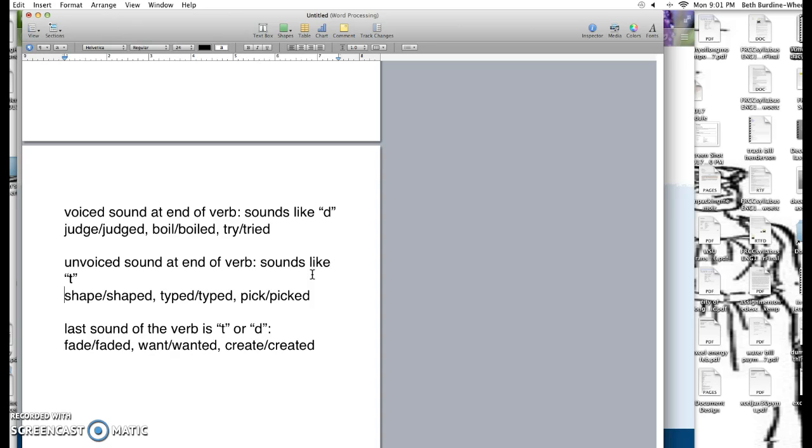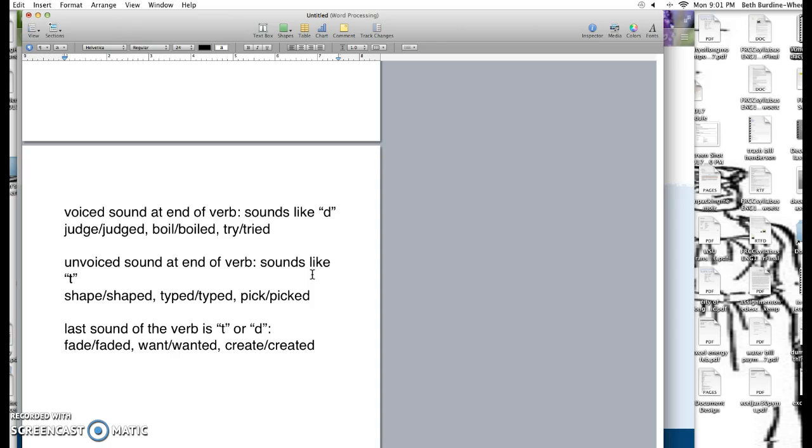So let's look at a few examples. Shape. The P sound is unvoiced. I'm pronouncing it P, P, P. I don't know if you'll be able to hear that very well on the video, but we will practice it in class for sure. My lips are making the P sound, and there's no sound coming from my throat. So when I make shape into a past tense verb, shaped, you heard that T sound. And the E is silent. It just connects the last two consonants at the end of the verb, and it sounds like a T, shaped.